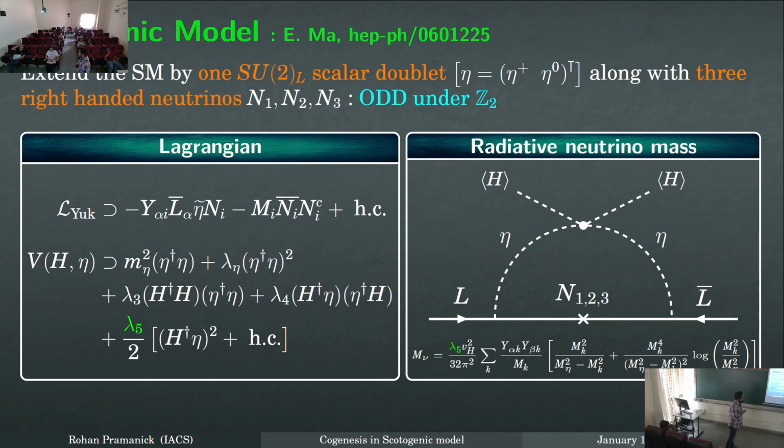Oh, so the lambda 4 and lambda 5 are different. Yes, so this lambda 3 and lambda 4 are different types of contractions that you can have between the doublets. So lambda 5 is this H dagger eta squared diagram, and lambda 4 is the Hermitian one.